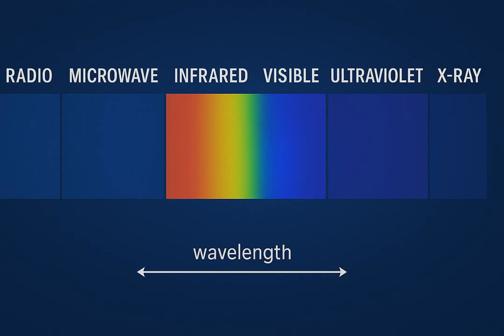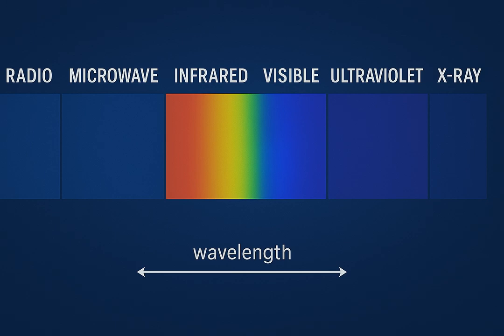IR, Herschel's discovery. Right, the heat radiation. Wavelengths from about a millimeter down to around 750 nanometers, just below red light. It's often split into far, mid, and near IR. Why split it up? More interaction differences. Exactly. Far IR interacts with things like how molecules rotate or lattice vibrations in solids. But again, water vapor blocks a lot of it, making the atmosphere opaque, though there are some windows astronomers can use.